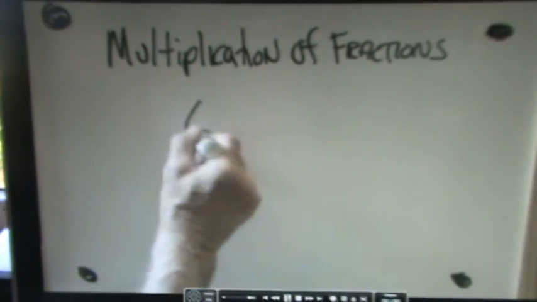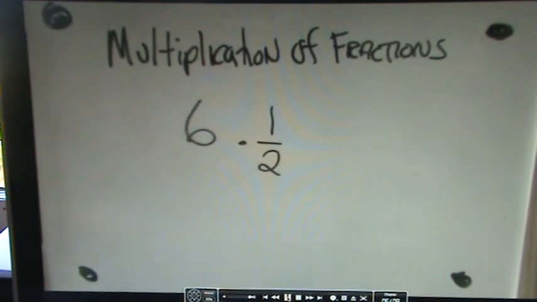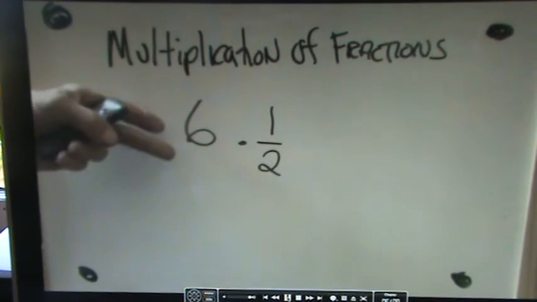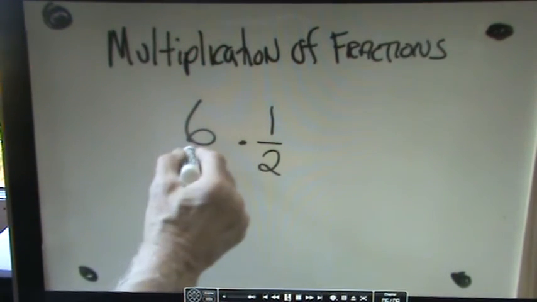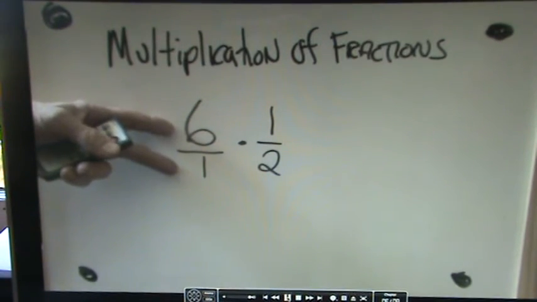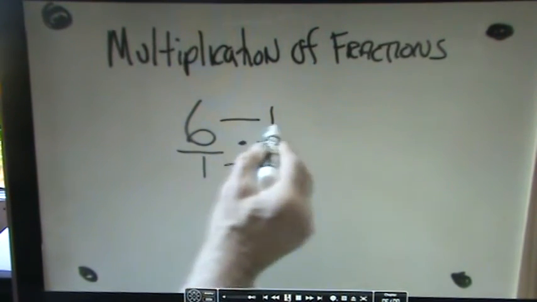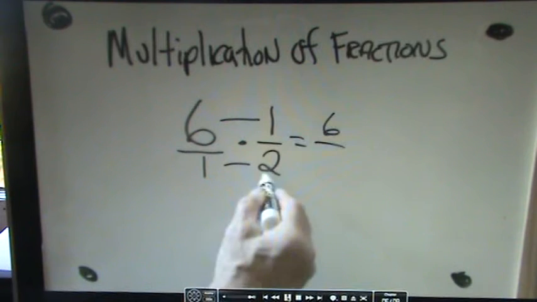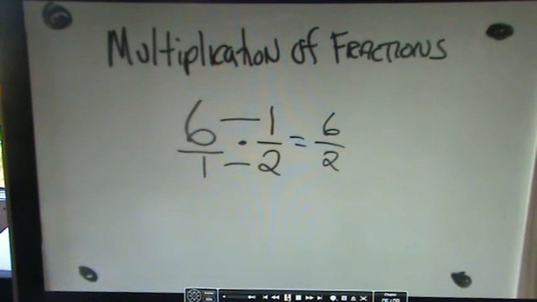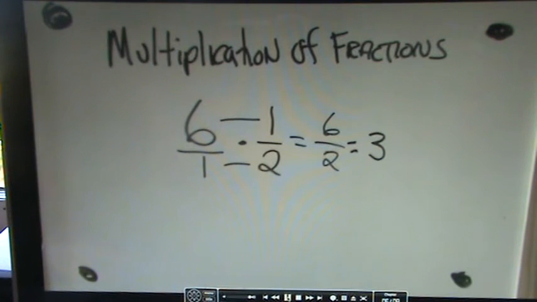Let's have 6 times 1/2. Well, we have a whole number and a fraction. We make the whole number a fraction. It's still the number 6, except we just put it over 1, and then we just multiply and multiply. 6 times 1 is 6. 1 times 2 is 2. Now I have an improper fraction, and I need to change it, so I divide. 2 goes into 6 3 times, and nothing is left over, so the answer is 3.